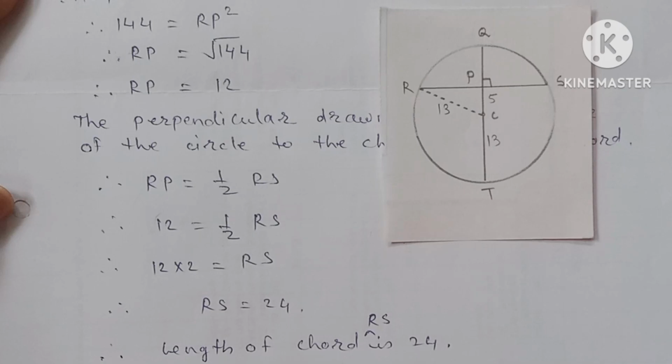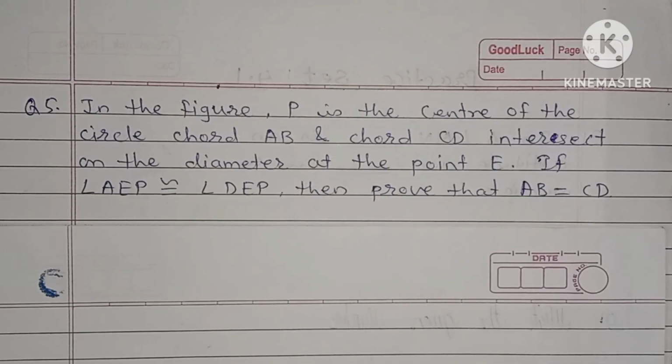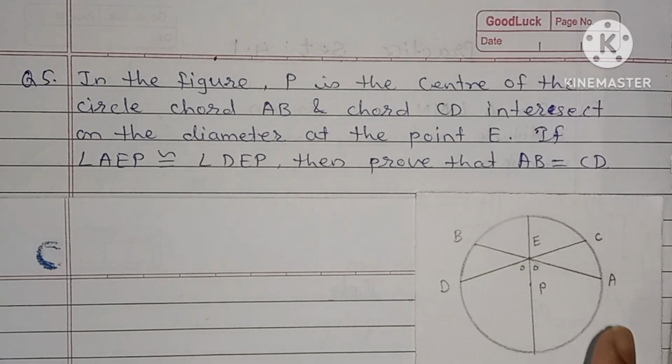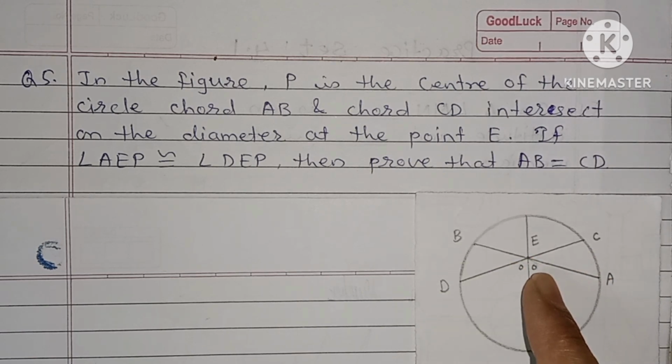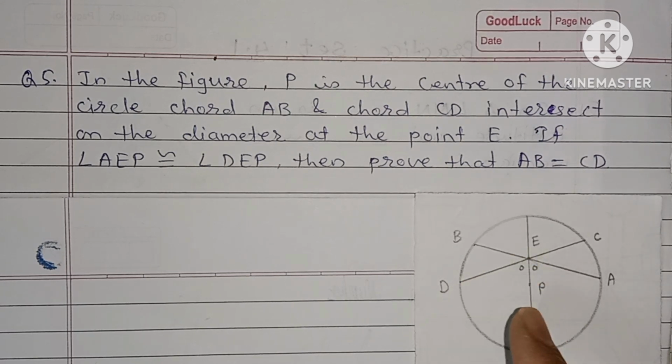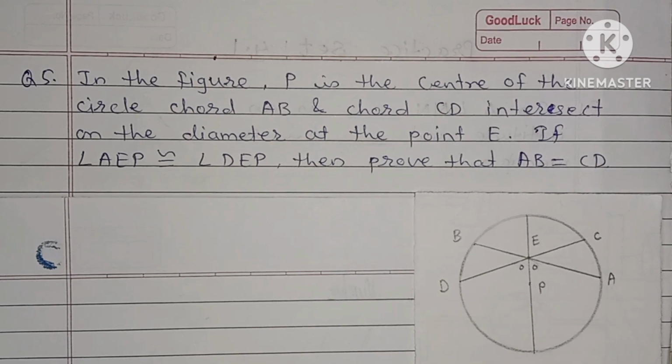Now next question, number 5. In the figure, P is the center of the circle. The chord AB and chord CD intersect on the diameter at the point E. If angle AEP and angle DEP are congruent, then prove that AB is equal to CD.